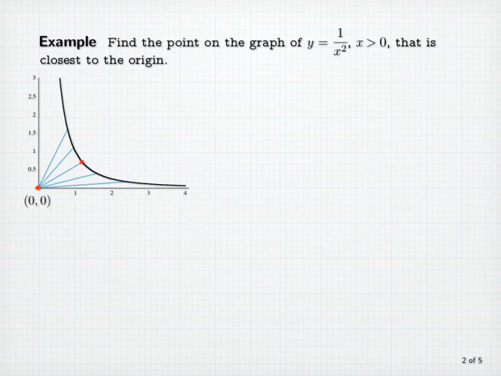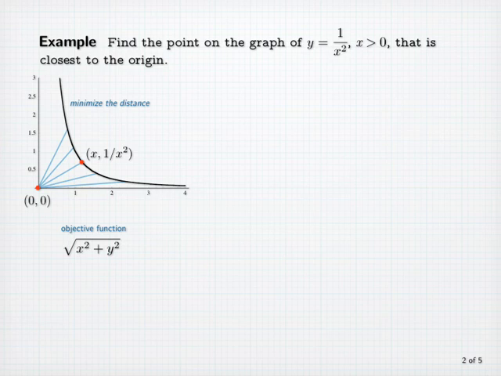Let's label a generic point x, 1 over x squared. The first key observation here is a simple one. The point on the curve that's closest to the origin is the one that minimizes the distance to the origin. Using the distance formula, we state our objective function. It's the square root of x squared plus y squared. The point x, y is constrained to the curve y equals 1 over x squared, so that equation is the constraint that relates x and y.